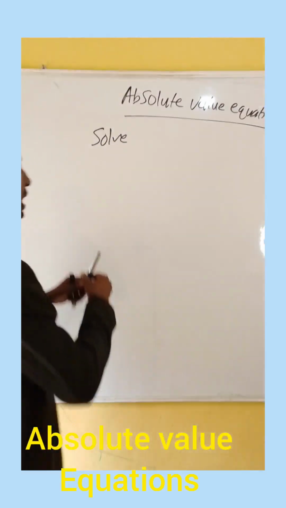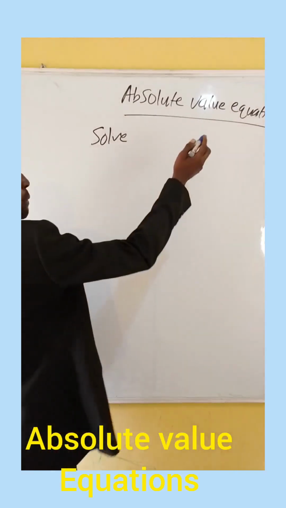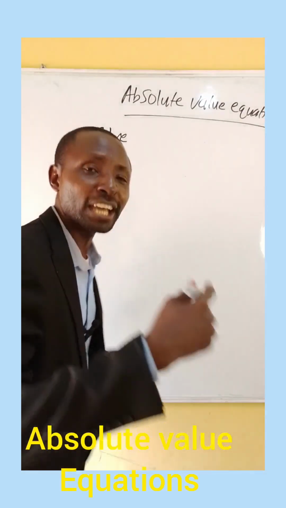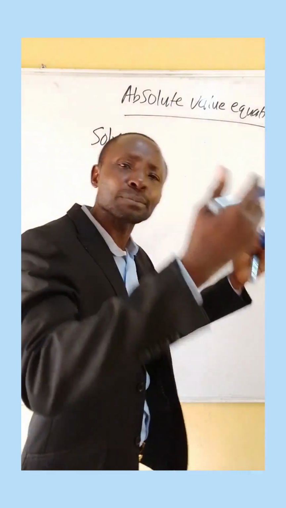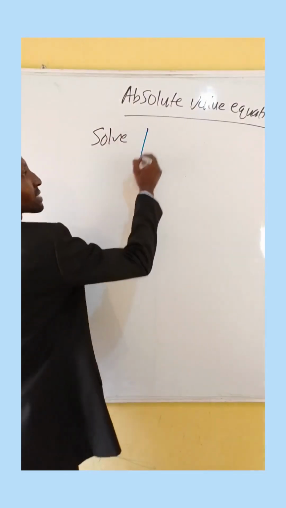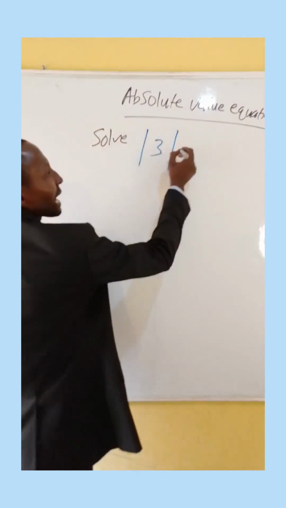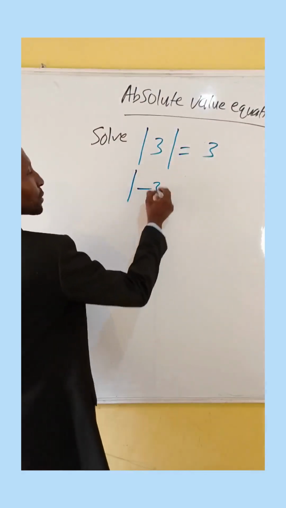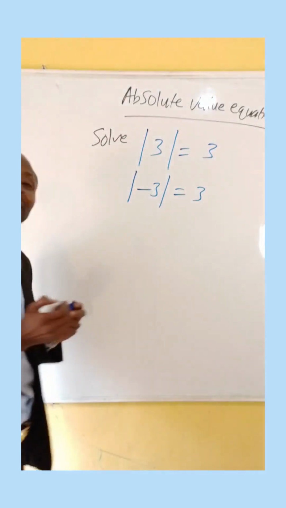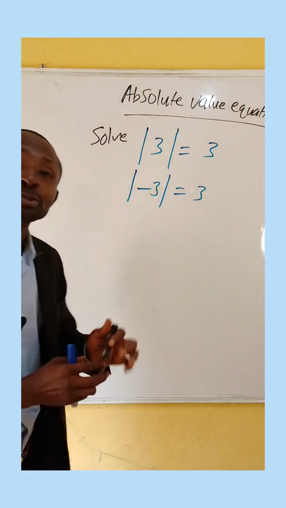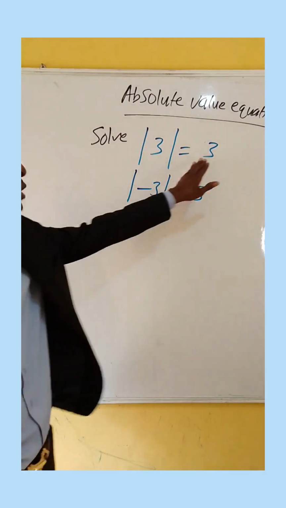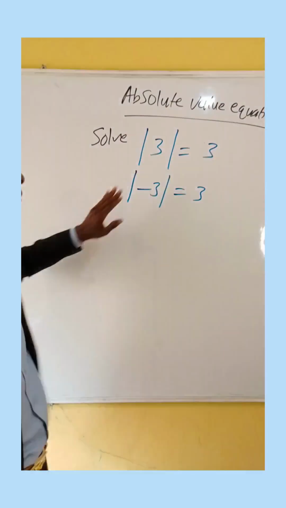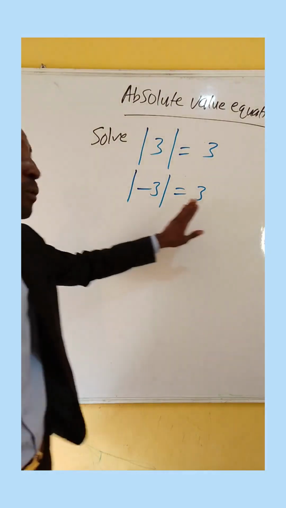Now, on a good day, we are used to the fact that when we want to represent a number in absolute value, we use two bars. Bar 3 bar should give us what? 3. And the same thing, bar minus 3 bar equals 3. What this means is that the absolute value of 3 should give us a positive 3. The absolute value of minus 3 should give us 3.